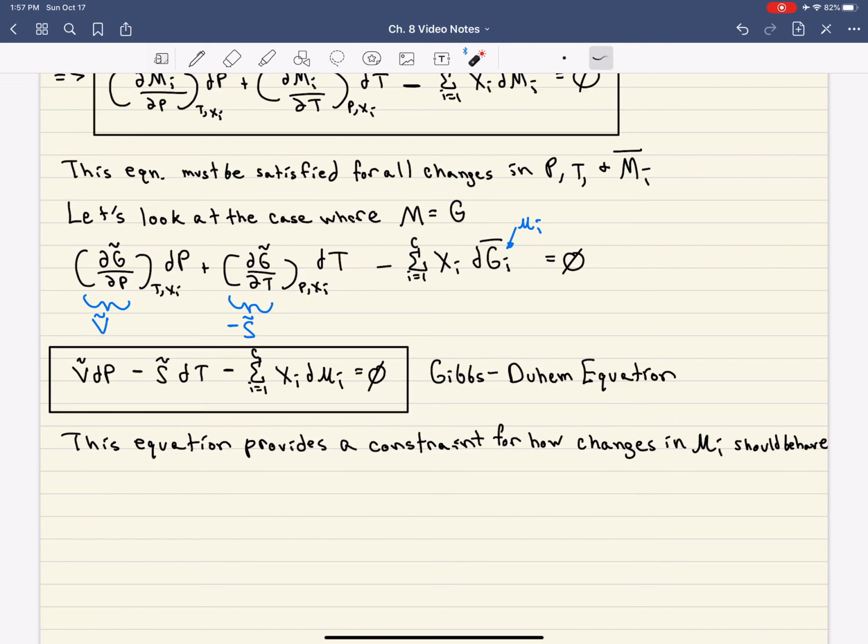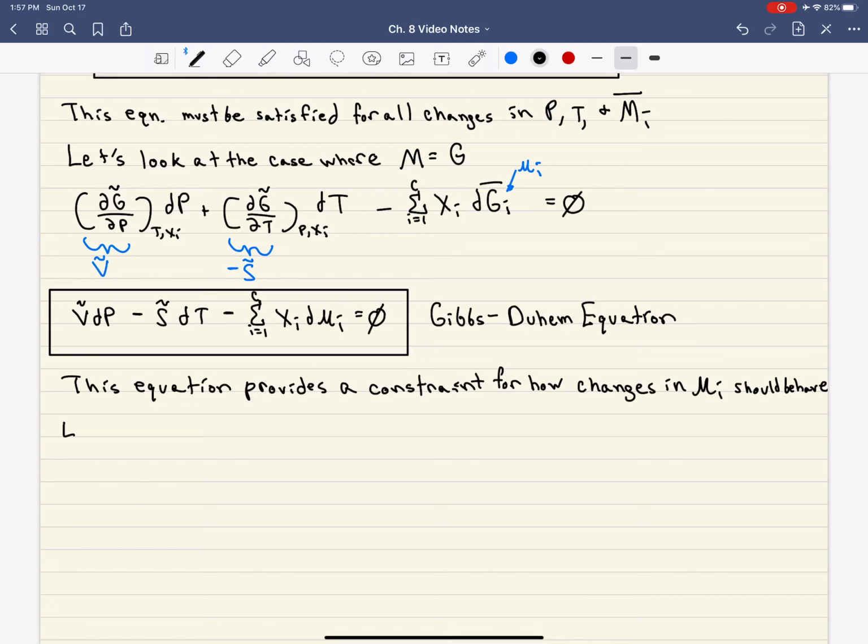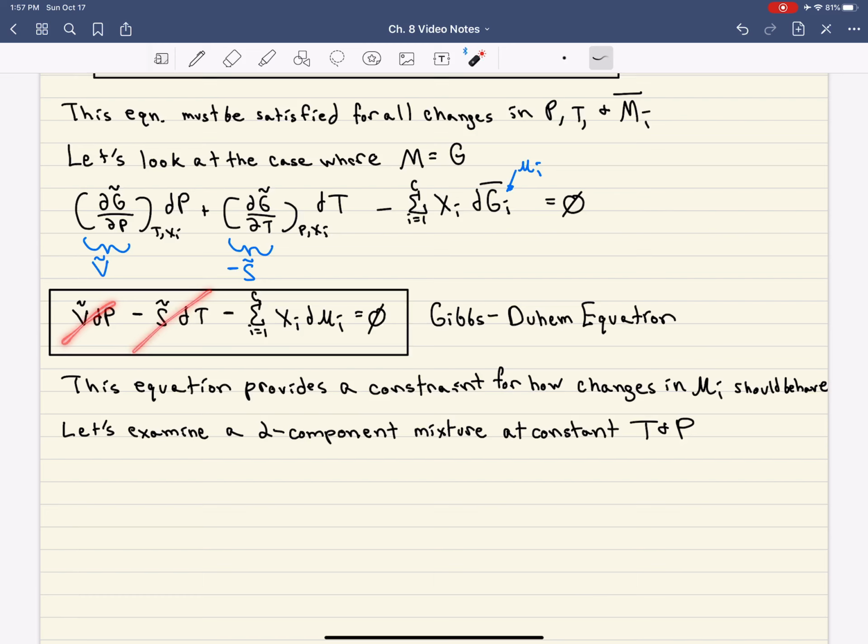Okay? To make this a little bit easier to follow, let's examine a two-component mixture at constant T and P. If it's at constant T and P, these two terms go away. Okay? And then we can rearrange the equation to this form: x_1 d mu_1 plus x_2 d mu_2 is equal to 0. Alright?